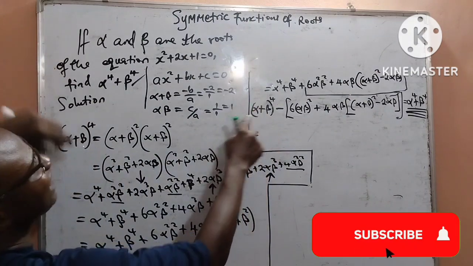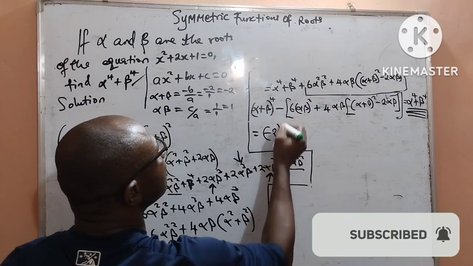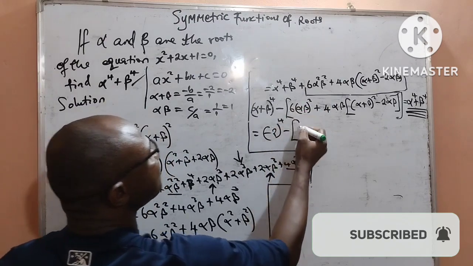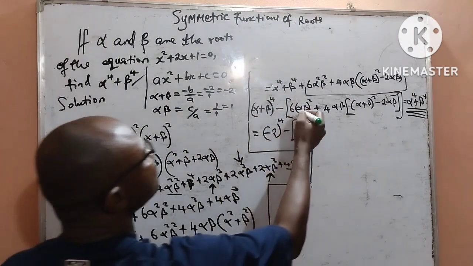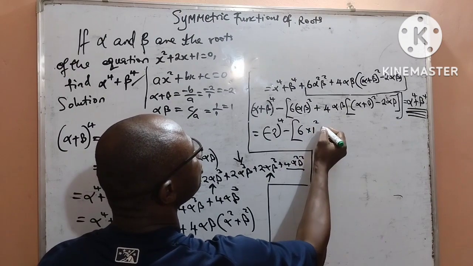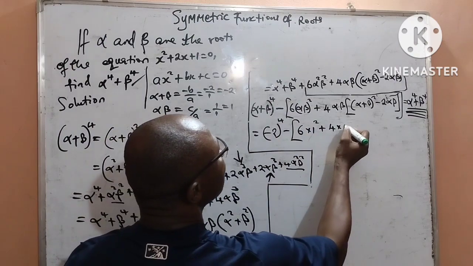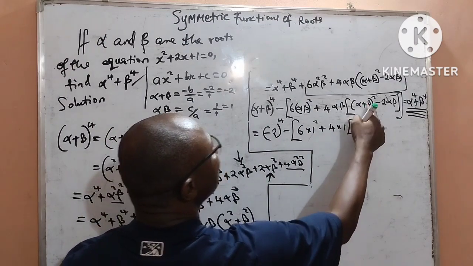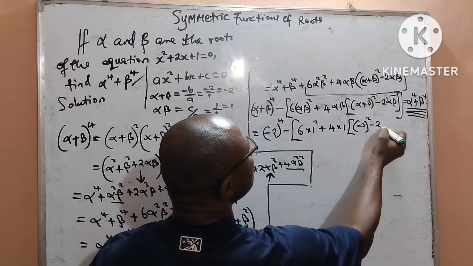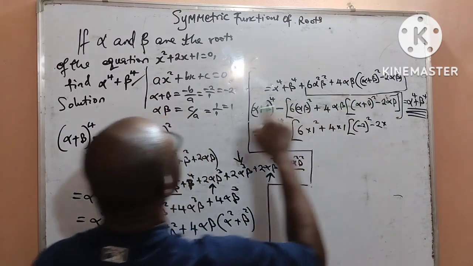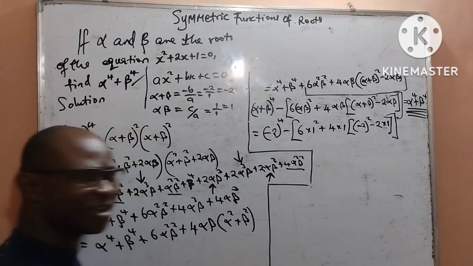So from here, my alpha plus beta, I got it here to be negative 2. So I write minus 2 raised to power 4 minus, then I have 6 multiplying alpha beta, I got it here to be 1. So I have 6 multiplying 1 to power 2, then plus 4 alpha beta, I got it here to be 1 multiplied by 1 into bracket alpha plus beta, I got it to be negative 2. I write minus 2 to power 2 minus 2, that is this 2, multiplied by alpha beta, which I got to be 1. I hope you are appreciating what we are doing, because maths is life.